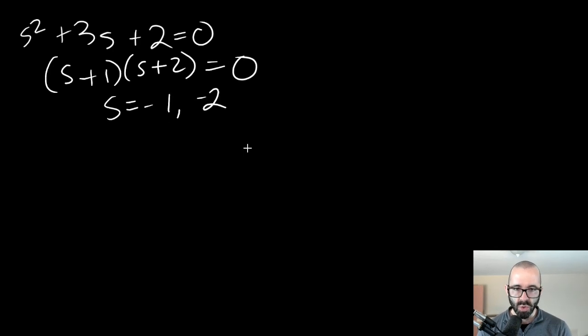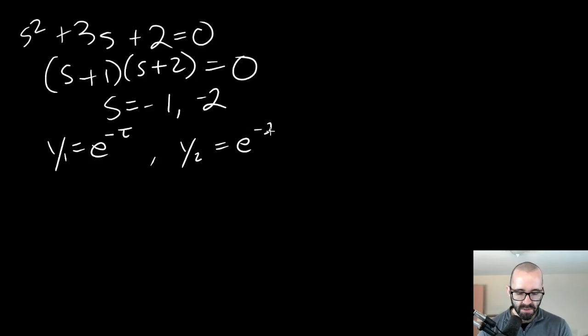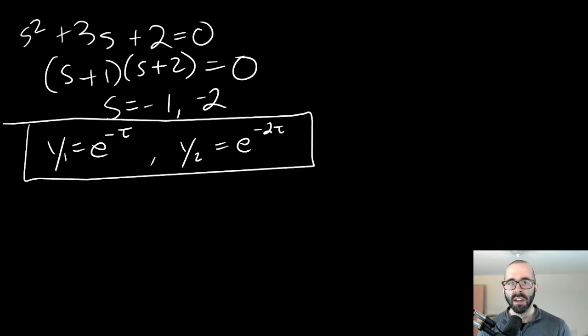Again, I'm going through this quickly. This is algebra, and I'm not saying you need to perfectly remember algebra, but you can go review that elsewhere. Okay, so we get 2 values of s that make this true. So we get 2 functions that make this true, specifically e to the negative t, which we'll call y1, and y2 is e to the negative 2t. We have guessed 2 solutions.